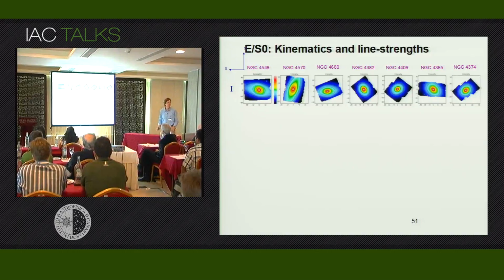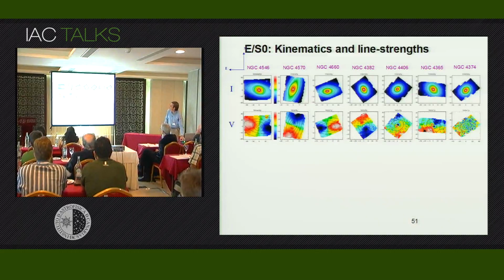So now, okay, these are average values. Now we'll go a little bit beyond the center to try to see features. First question: you have seen the kinematics. Do the line strength maps follow the kinematics?